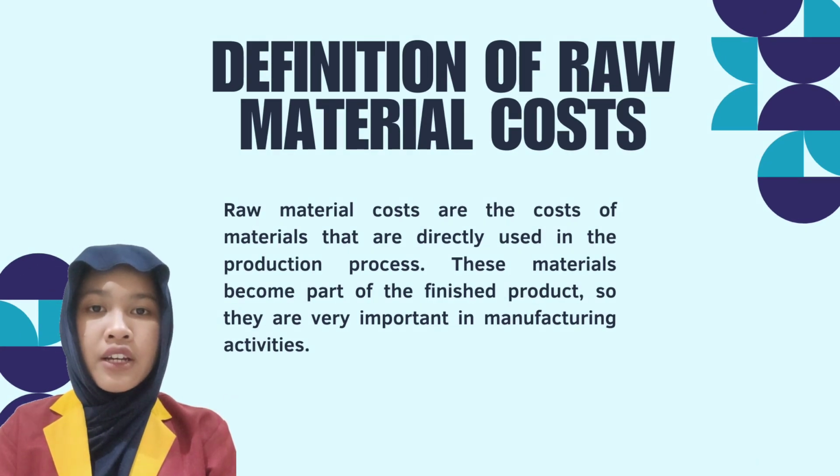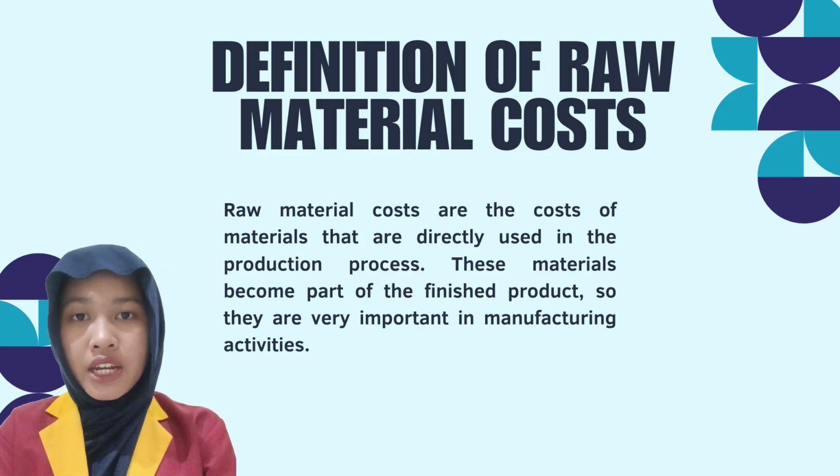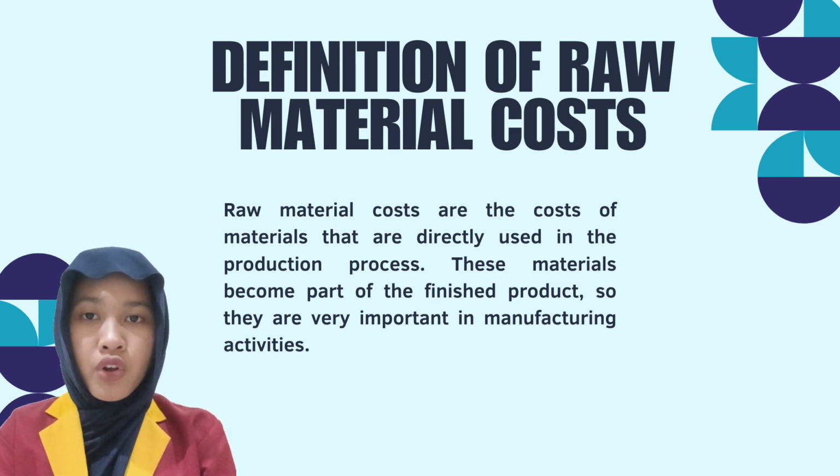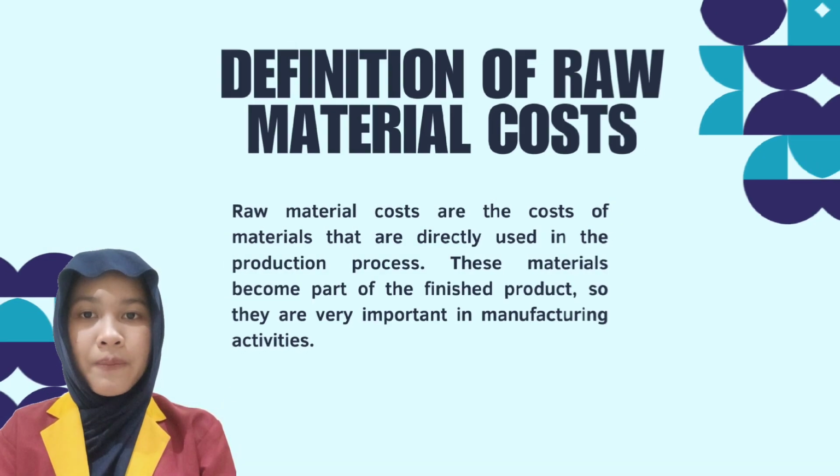Now, I will explain the definition of raw material costs. Raw material cost refers to the cost of materials that are directly used in the production process. These materials become part of the finished product, which means they are essential for production activities. Without raw material, production cannot take place. Therefore, companies must carefully manage raw material costs to ensure smooth production and cost efficiency.